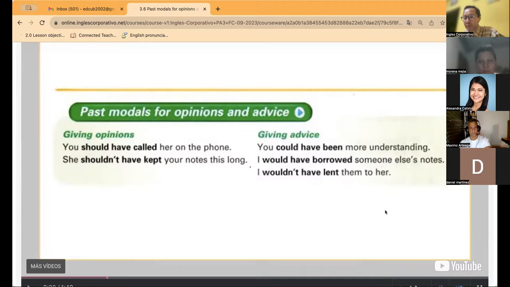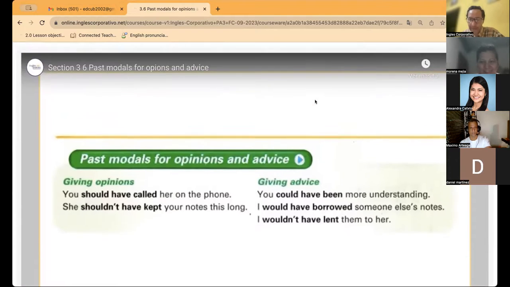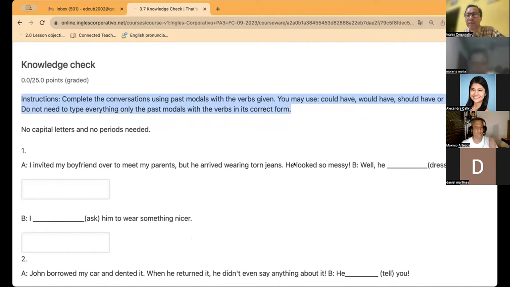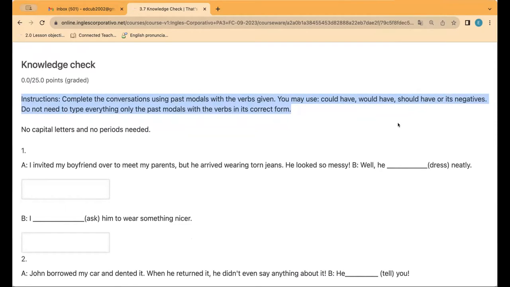Is that okay? Yes. Okay. Of course. Excellent. So now we're going to look at practicing in the writing. Maximo, can you please read the instructions for this activity? Okay, instructions. Complete the conversations using past modals with the verbs given. You may use could have, would have, should have, or its negative. Don't need to type everything, only the past modal with the verb in its correct form.